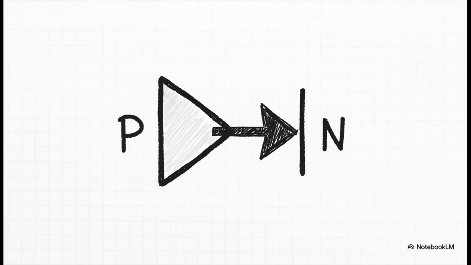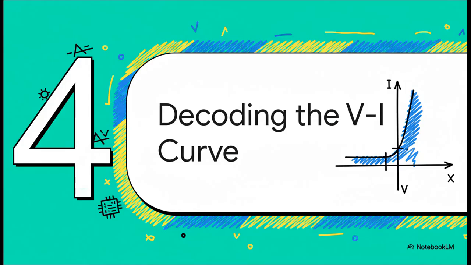Now, thankfully, we don't have to draw that block every time. In our circuit diagrams, this whole physical thing gets simplified down to this one elegant symbol. The triangle side is the anode, that's our P side. The straight line is the cathode, that's the N side. And the arrow itself, it couldn't be simpler. It literally points in the direction that conventional current is allowed to flow. Easy, right?